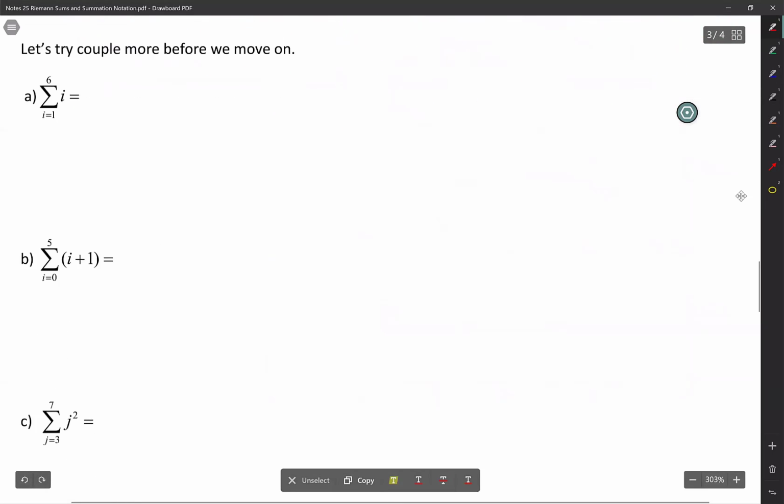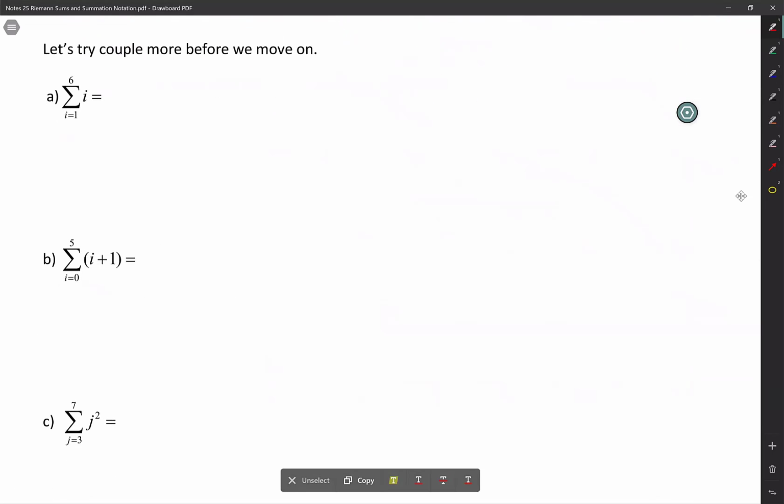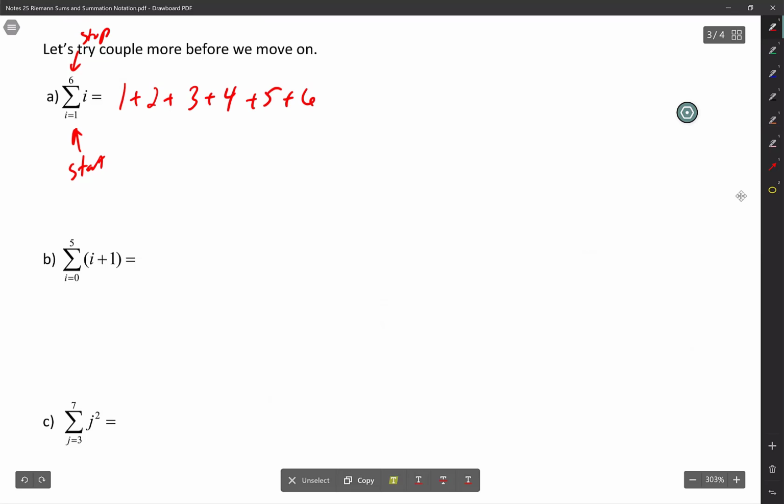Okay. Now we're going to try some on our own. Let's try a couple more before we move on. This is where I start, and this is where I stop. So I'm going to go 1 plus 2 plus 3 plus 4 plus 5 plus 6. There it is. And if you want to add them all up, let's see. 1 plus 2 is 3. 3 plus 3 is 6. 6 plus 4 is 10. 10 plus 5 is 15. 15 plus 6 is 21.